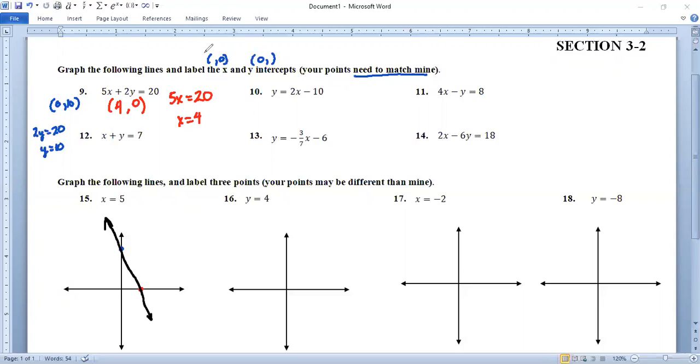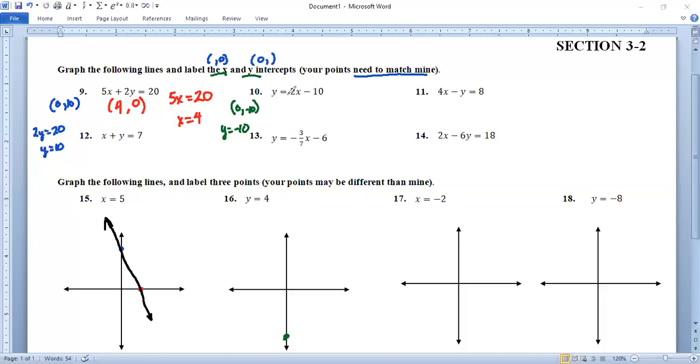All right, number 10. Y equals 2x minus 10. Again, we have to do the x and then the y-intercepts. So we first have to stick in 0 for x to get the y-intercept. So if we stick a 0 right there, we get y equals 2 times 0 minus 10 is a negative 10. 0, negative 10. Let's go ahead and graph that down here on this one. That's that guy right there.